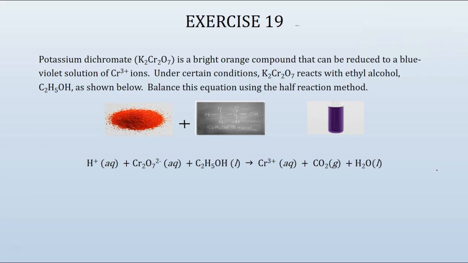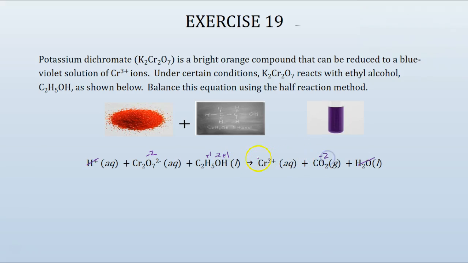Here, potassium dichromate is a bright orange compound that can be reduced to a blue-violet solution of chromium ions under certain conditions. Potassium dichromate reacts with ethyl alcohol as shown below. Use the half reaction method to balance this equation. So let me tell you something really quickly. I'm not going to worry about this guy right here or this guy right here, because when we balance, we're going to get those guys back in. I'm going to worry about what I see right here. I know that O's are 2 minuses, H's are 1 plus.